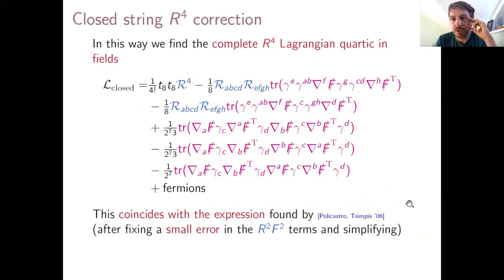But I'm mostly interested in the bosonic terms here. At least, yeah, and it's easier to just write the bosonic terms. If I wrote the fermionic terms, I don't know if I could fit it on a slide, but it's not too complicated. All right, so that's the closed string R to the 4 correction.